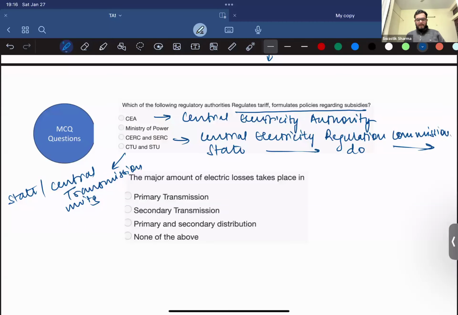So now tell me. I've expanded everything. Yeah, the third one.